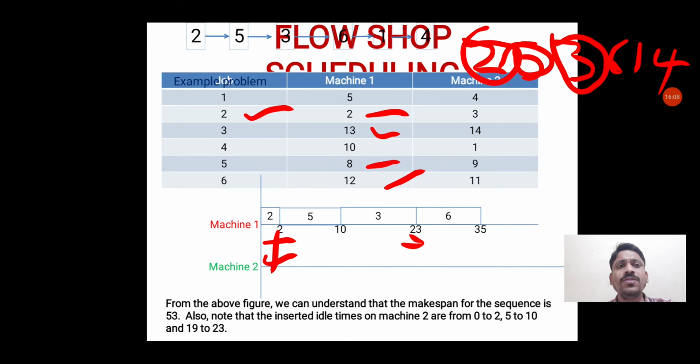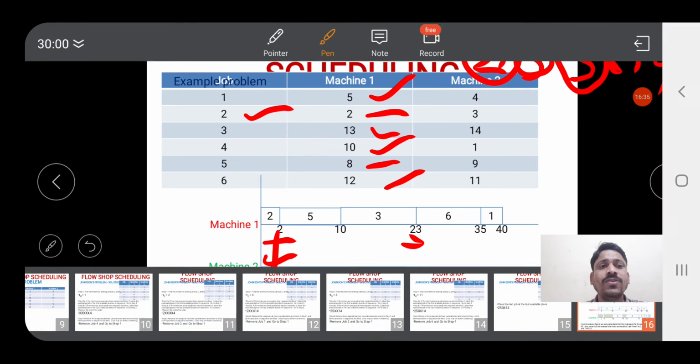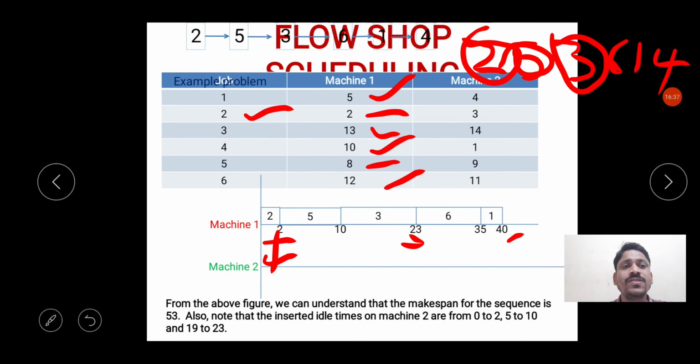So job 1 on machine 1 for how many hours? As you can see here, job 1 on machine 1 takes 5 hours. So 35 plus 5 is 40 hours, and job 1 is finished on machine 1. The only thing remaining according to our sequence is job 4. Job 4 on machine 1 takes 10 hours, right? So it starts at 40 hours, and 10 hours is the processing time. So when does it finish? It finishes at 50 hours.